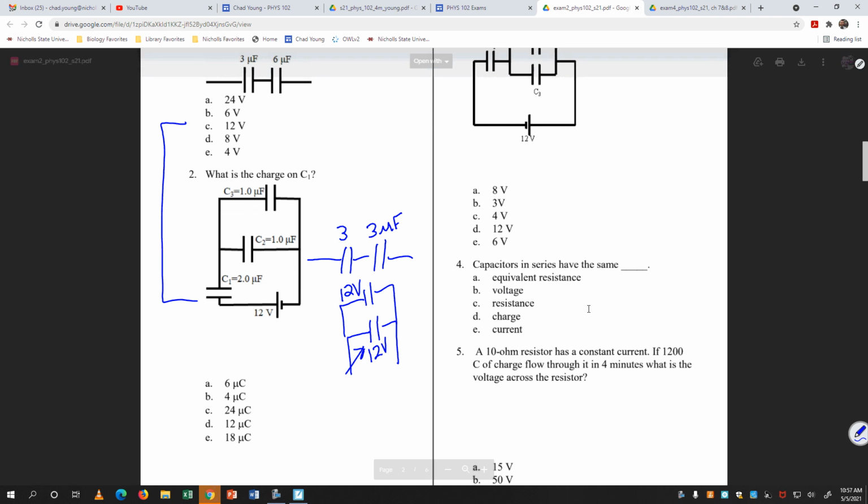For example, number 4 right here, I could change it. I could change the options. I might change this to parallel, for example, but it would still be asking about what do capacitors do? What are some of the properties of capacitors when they're in circuits? By the way, if it was capacitors in parallel, the answer would be B. I think the answer here was supposed to be D for this question, but if I change it in that way, the answer would then become B.